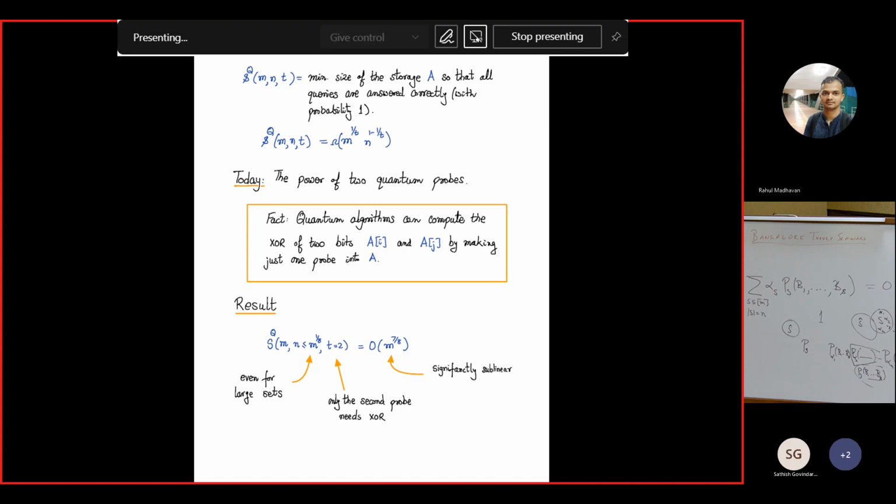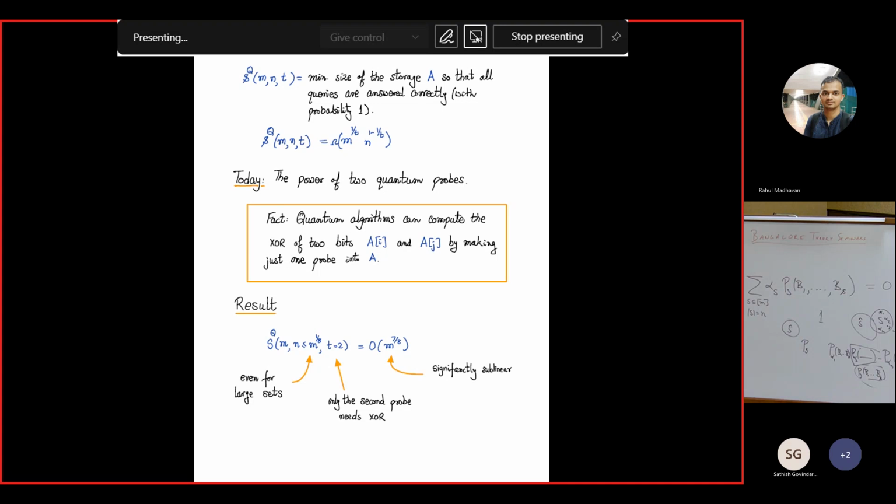And what will be our result? Notice that I made a big deal about the fact that with 2 probes, in classical schemes, once sets became larger than log m, there was no improvement possible. And the very fact that you can compute the XOR of 2 bits in one probe tells you that even for sets of size m to the 1/8, don't take these numbers very seriously, you can do much better than the characteristic vector. Classically, for sets beyond log m, you cannot beat the characteristic vector. Here, even sets which are quite big, m to the 1/8, you can beat the characteristic vector. That is the result.